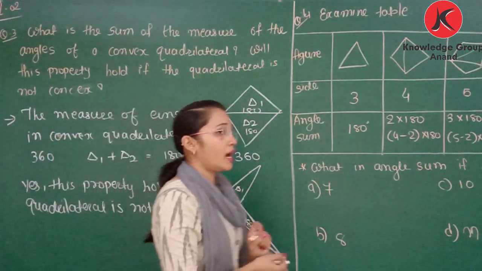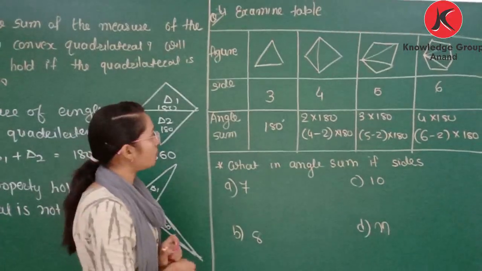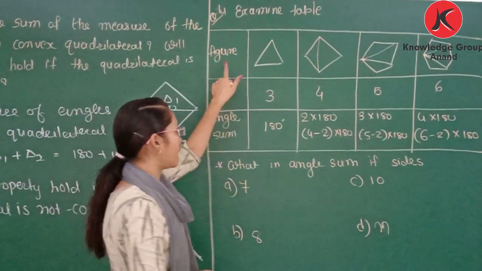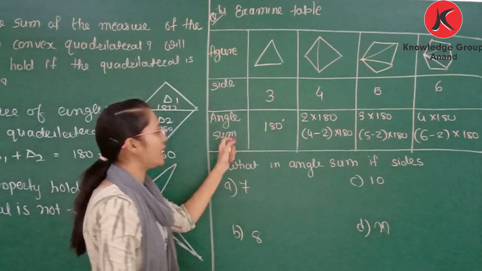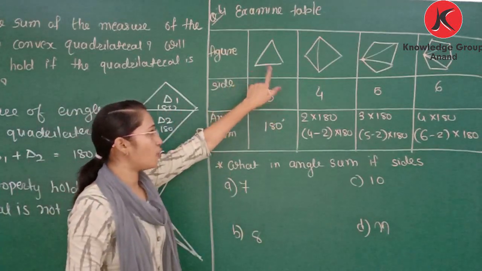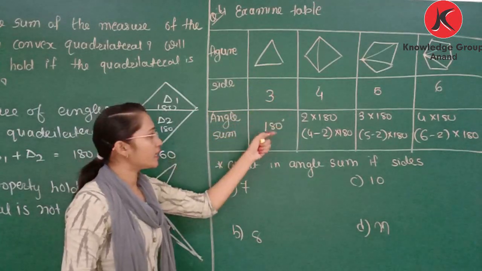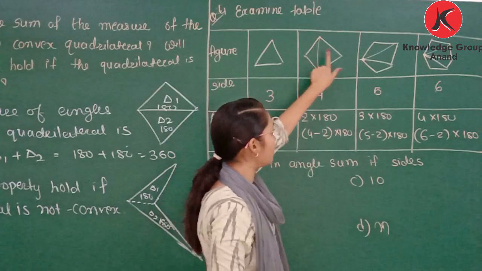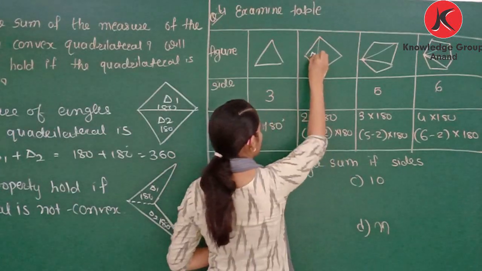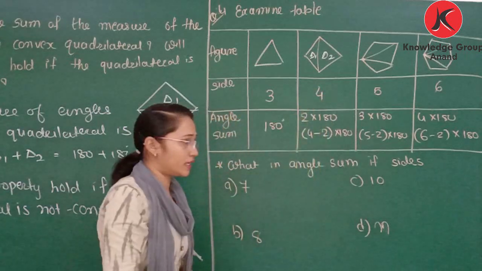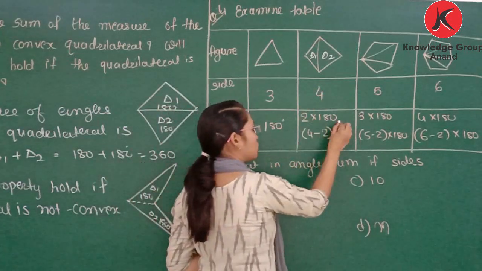Clear? Now question number 4, examine the table. Here one table is given. In that, figures, sides and angle sum for the figures are given. First is a triangle. How many sides? 3 and angle sum is 180. Second is a quadrilateral. It is divided into two triangles. This is triangle 1 and triangle 2. 4 sides are there. So we can write 2 into 180.